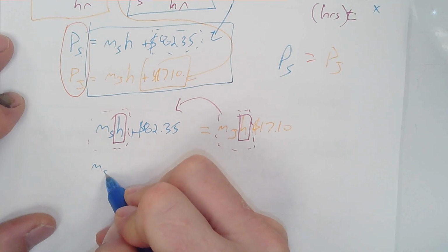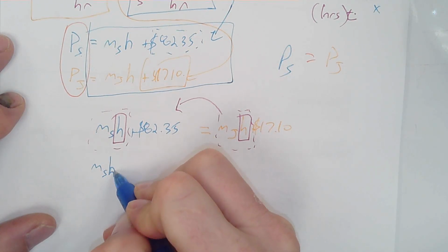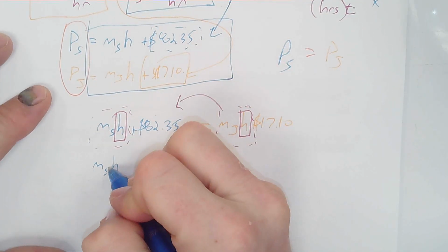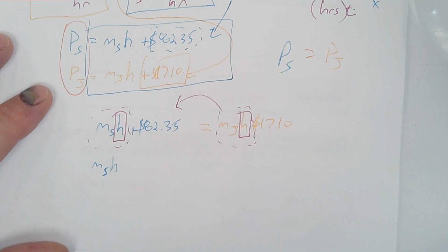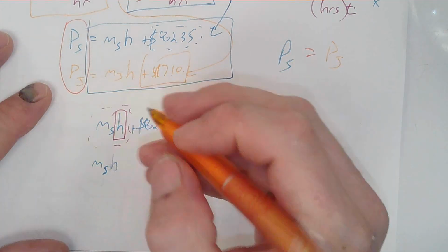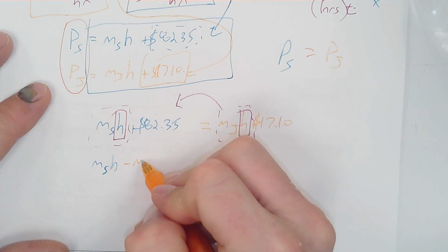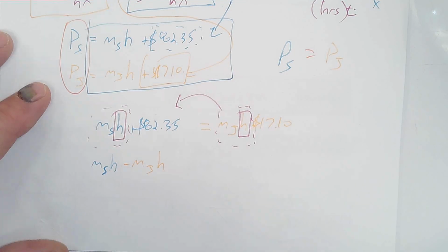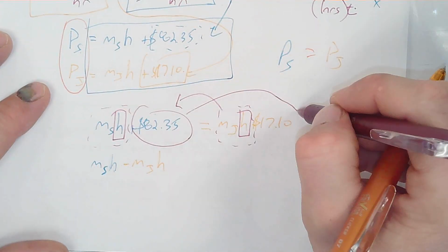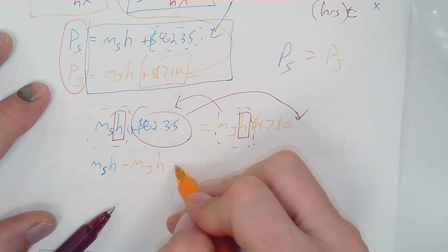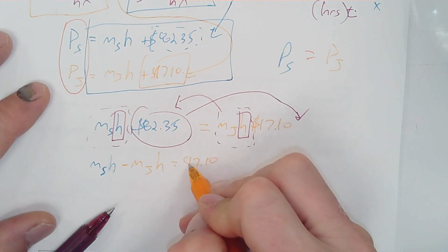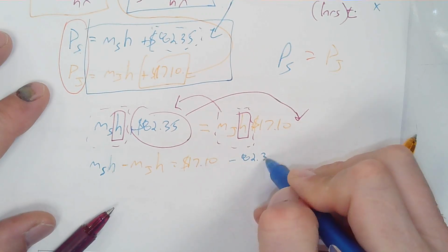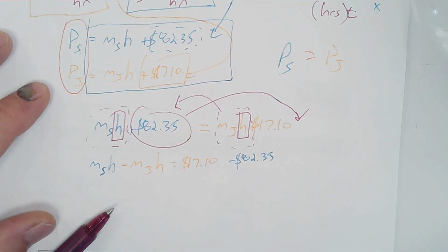So, my slope of my server times my hours minus the slope of my jeweler times the hours. And I'm going to move this one over here. It's going to be equal to 1710 minus 82.35.